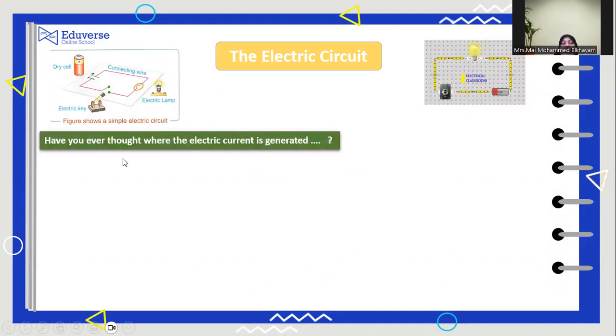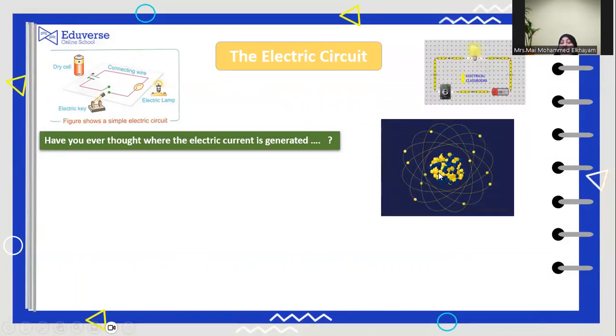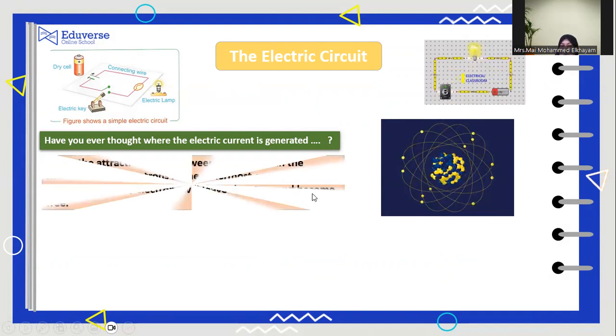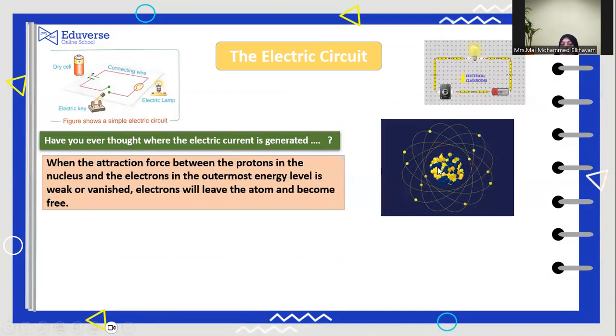Okay, let's go. Have you ever thought where the electric current is generated? Here, we all know that any atom has a nucleus, which has what? Protons, which are positively charged, and neutrons, which are neutral. And around the nucleus, revolving the electrons. The attraction force between the protons in the nucleus and the electrons in the outermost energy levels keeps the electrons in their orbit. But actually, when the attraction force between the protons in the nucleus and the electrons in the outermost energy level is weak or vanished, electrons will leave the atom and become free to move.